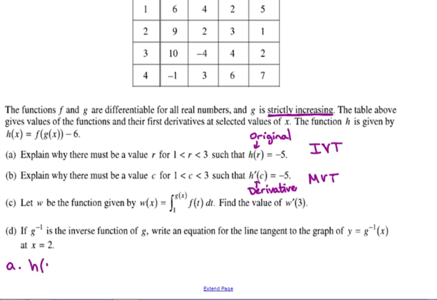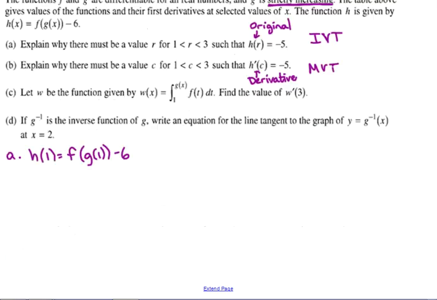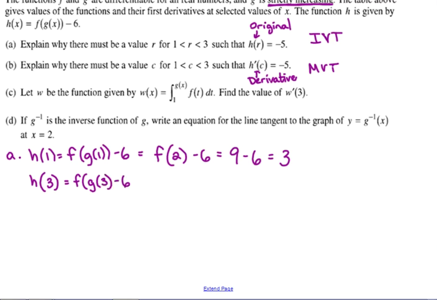So let's find h of 1. That is f of g of 1 minus 6. So g of 1 is 2. F of 2 is 9. 9 minus 6 is 3. So h of 1 is 3. So that part's above -5. So we are hoping that h of 3 is below -5. We're going to have to do something else. G of 3 is 4. F of 4 is -1. -1 minus 6 is -7.